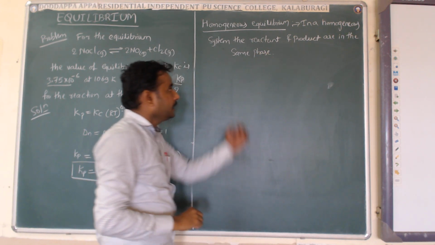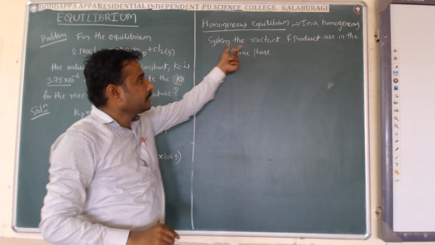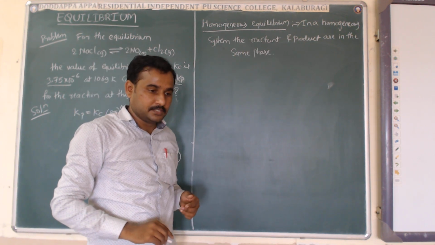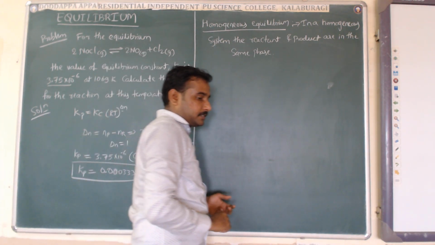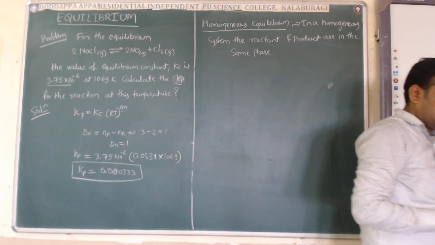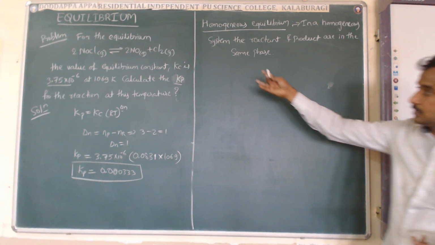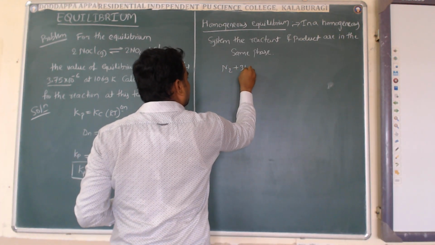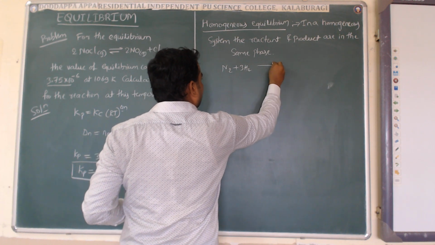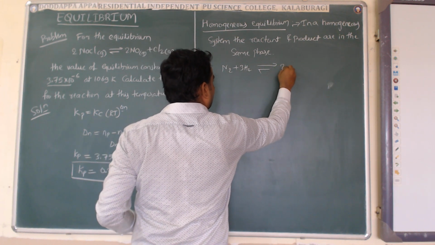Okay. You see here, in a homogeneous system, the reactants and products are in the same phase. Same phase means what, sir? I will give one example. You can take the example from last time: N2 plus 3H2, which will give 2NH3.